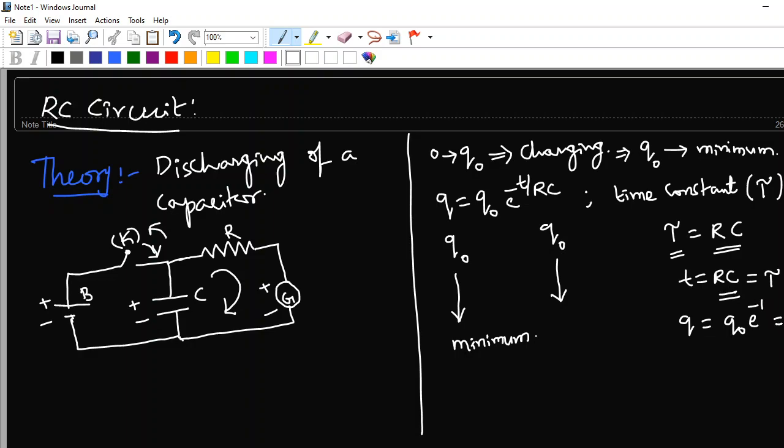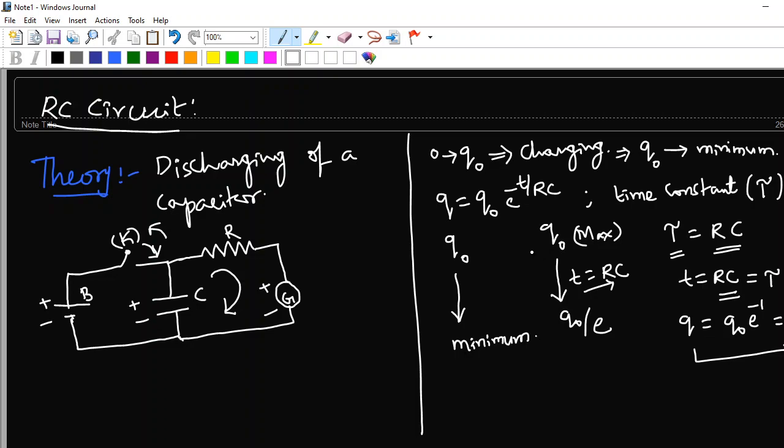That means what you will get is Q naught by e. That means at t is equal to RC, our charge is becoming Q naught by e. Physically, what we can understand is Q naught is the maximum charge present in the capacitor, and it is decreasing during the discharging process, and at the particular time t is equal to RC, this Q naught is becoming Q naught by e.